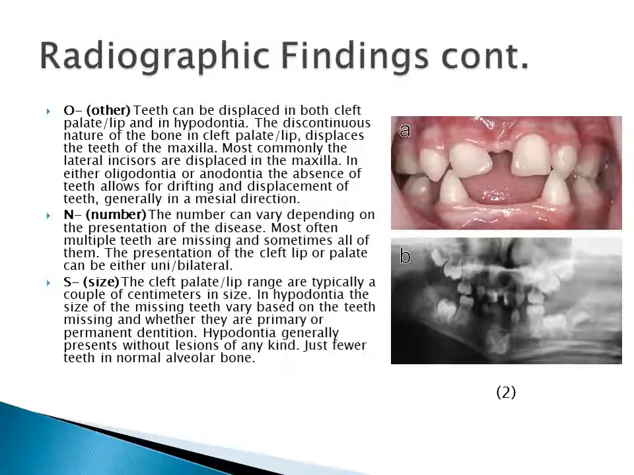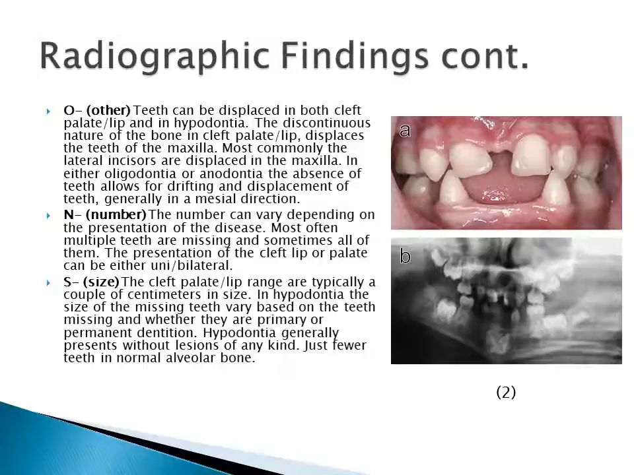Number: the number can vary depending on the presentation of the disease. Most often, multiple teeth are missing, and sometimes all of them. The presentation of the cleft lip or palate can be either unilateral or bilateral.